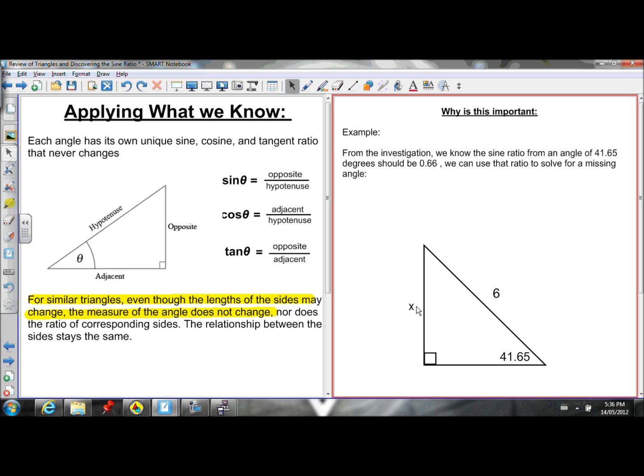If we know the angle in here, 41.65, we know the ratio of opposite over hypotenuse, x over 6, should be 0.66. So we know x over 6 should be equal to 0.66. So we could solve for x. Just multiply 0.66 by 6.